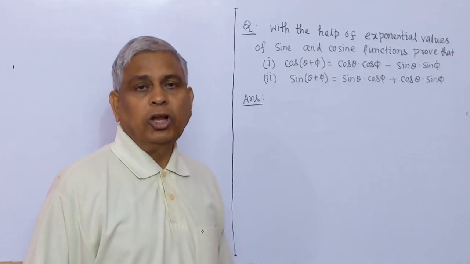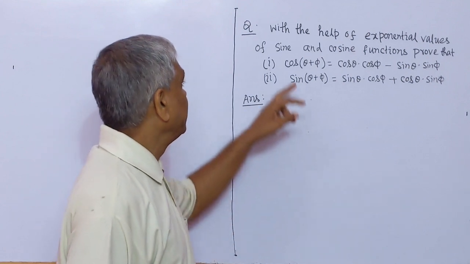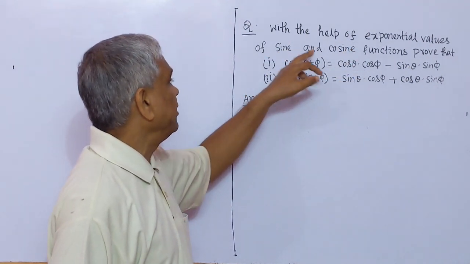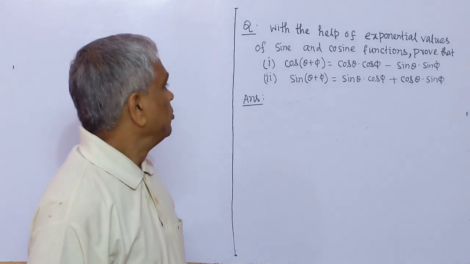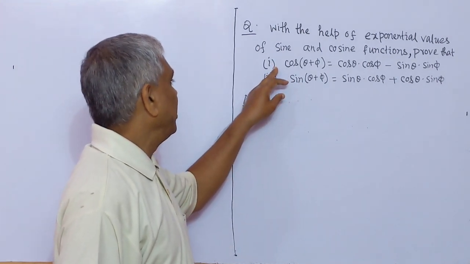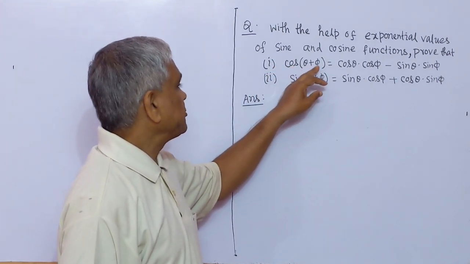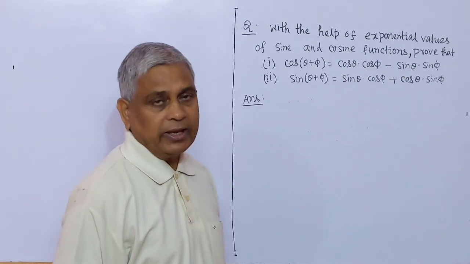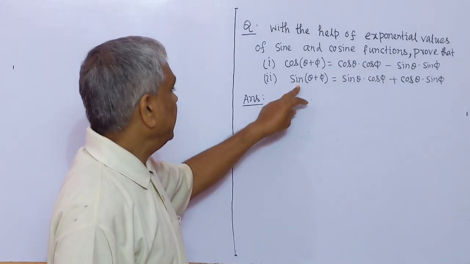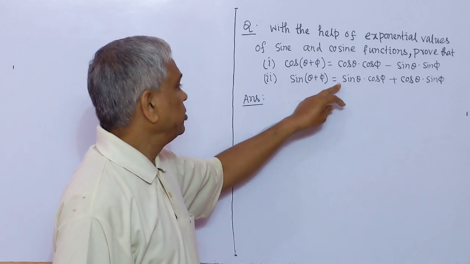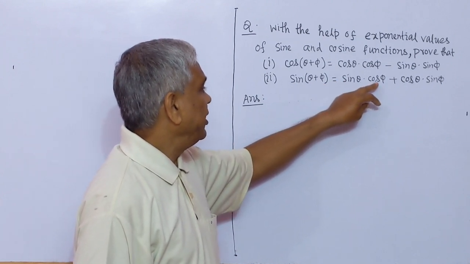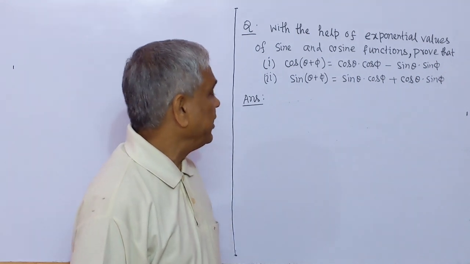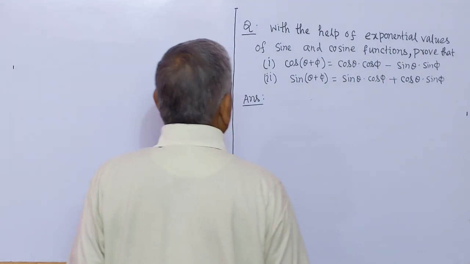Now we solve a question. Question is, with the help of exponential values of sine and cosine functions, prove that number 1, cos theta plus phi equal to cos theta cos phi minus sin theta sin phi. Number 2, sin theta plus phi equal to sin theta multiply cos phi plus cos theta multiply sin phi. Now we solve this.